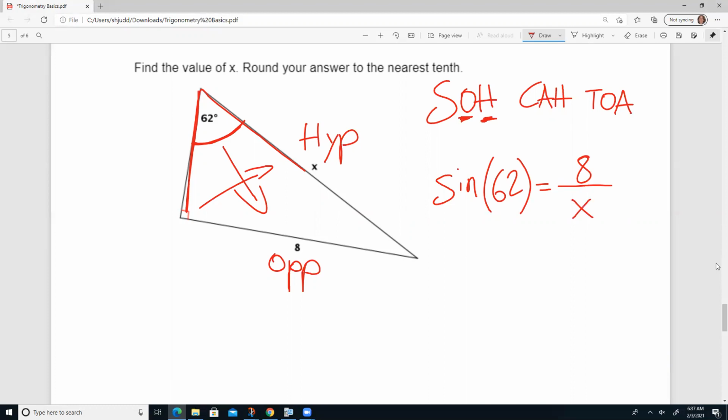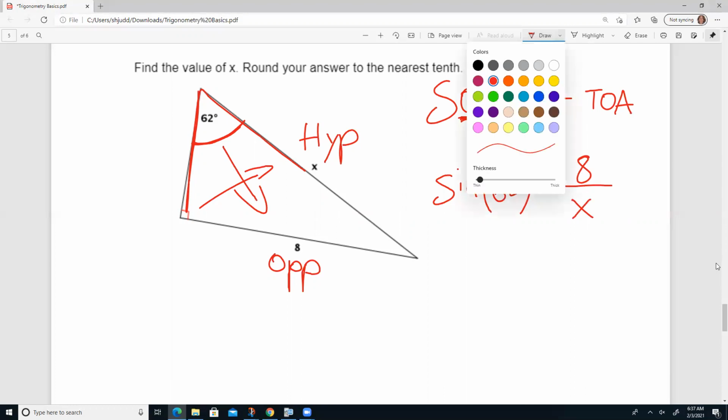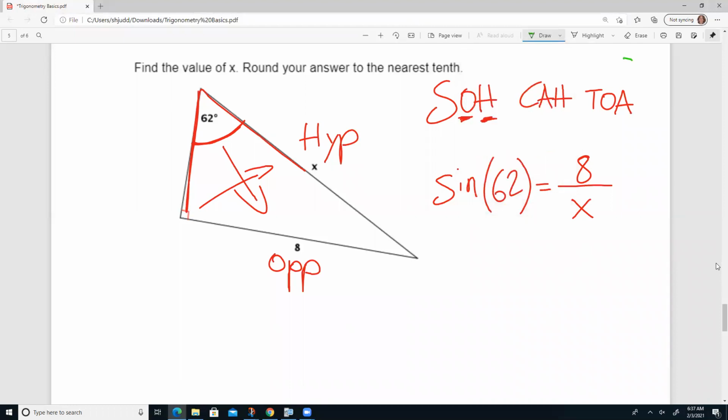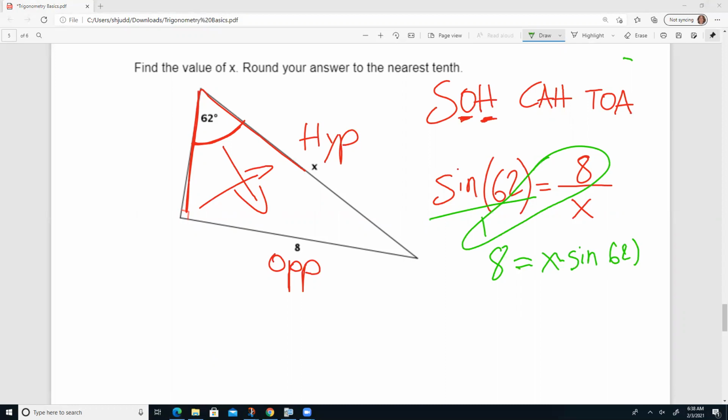Okay, now with this one, we have to take an extra step because we notice that our variable is in the denominator. So let's go ahead and divide sine by 1. Now, when we divide by 1, we don't change its value, but now we have two fractions and we can cross multiply. 8 times 1 gives me 8. x times the sine of 62 gives me x times the sine of 62. So all we're going to do is divide by the sine of 62, just because that is some number. I don't know what the number is, but it's some number. And once we divide by it, x will be all by itself.